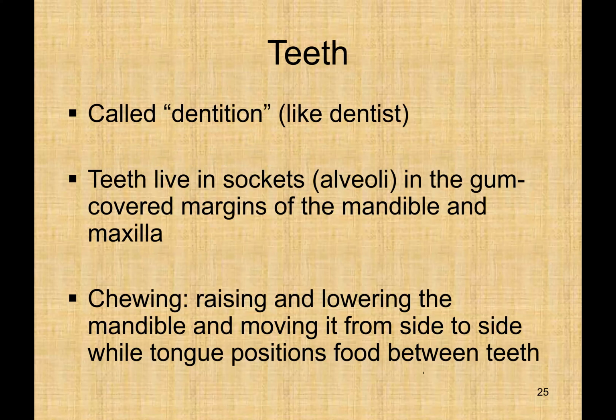The teeth or dentition is the total number of teeth that you have in the oral cavity. What is the dentition of a human? Who can tell me? Thirty-two. Yes. Based on the dentition, can you explain how these 32 teeth are arranged within the oral cavity?